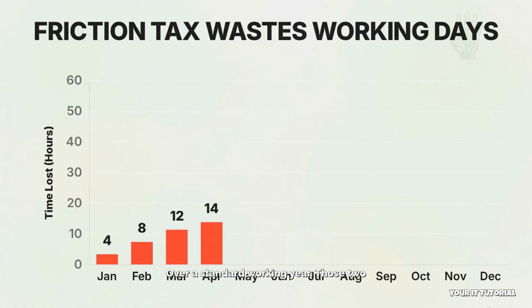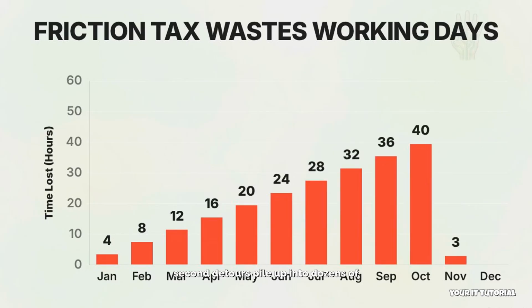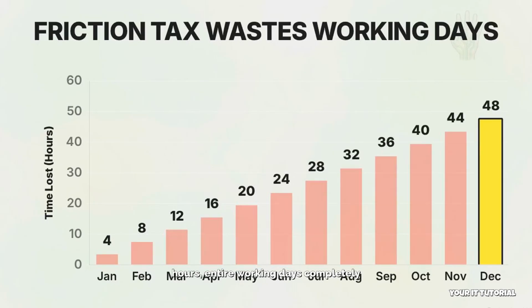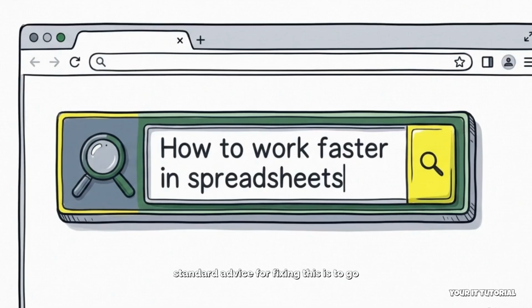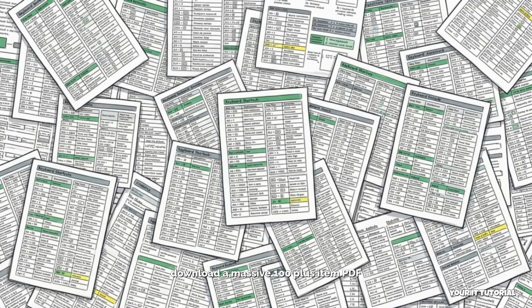Over a standard working year, those 2-second detours pile up into dozens of hours, entire working days completely lost to physical hand travel. The standard advice for fixing this is to go online, search for a cheat sheet, and download a massive 100-plus item PDF containing every hotkey combination ever programmed.